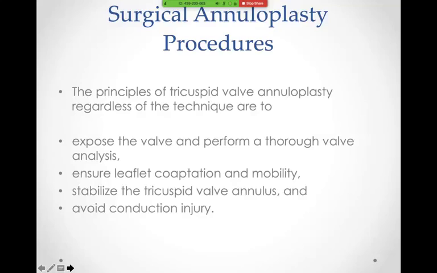The second principle is you have to ensure that the leaflets coapt and the leaflets are mobile. The third is you need to stabilize the tricuspid valve annulus. That is why recent data suggests, and most surgeons now prefer, to put a ring rather than do a suture annuloplasty. The fourth most important thing which we should consider while operating on the tricuspid valve is to avoid injury to the conduction bundle.